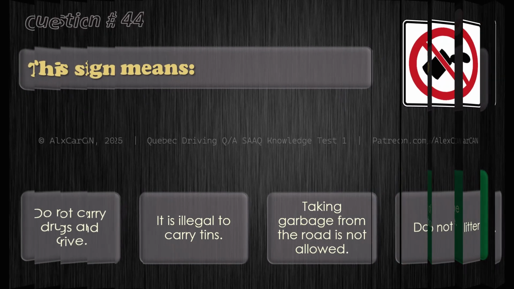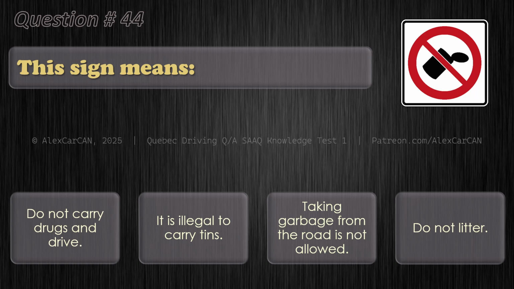Question number 44. This sign means do not carry drugs and drive. It is illegal to carry tins. Taking garbage from the road is not allowed. Do not litter. The correct answer is do not litter.